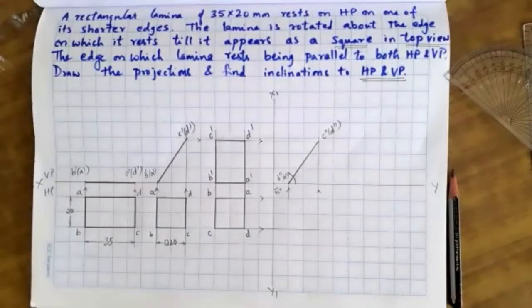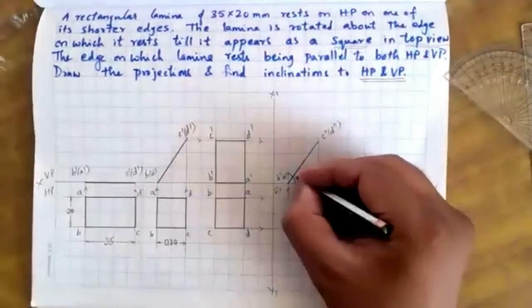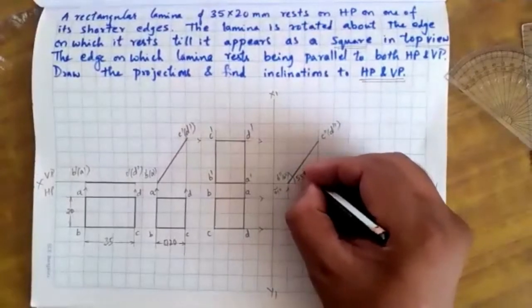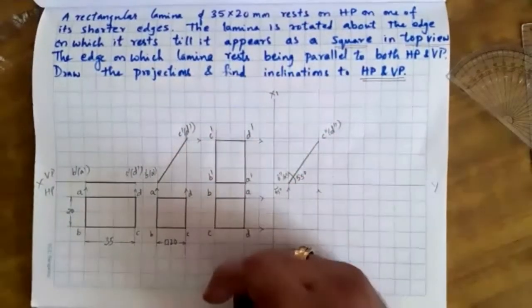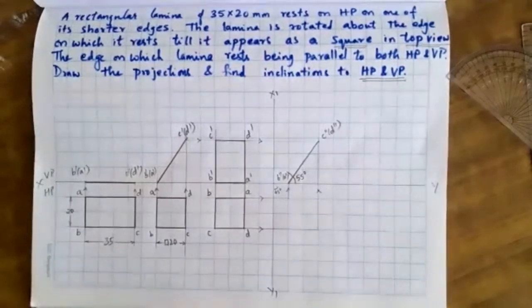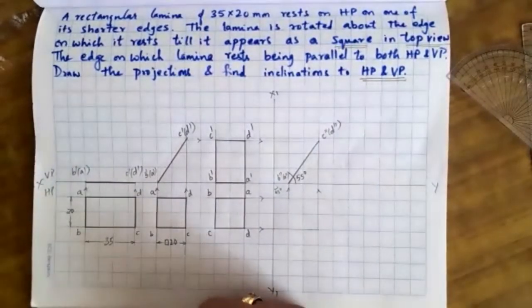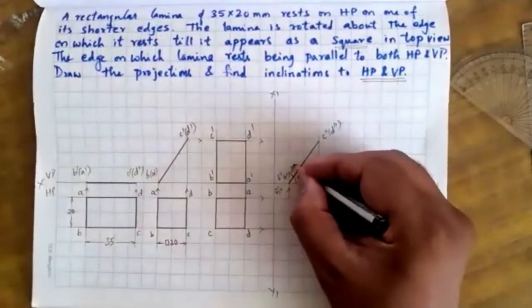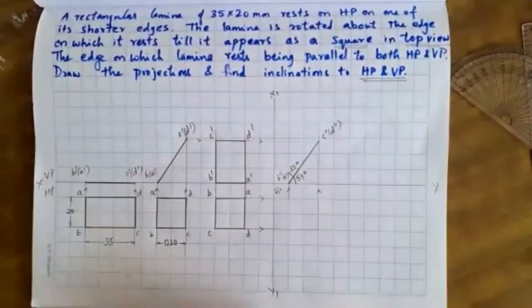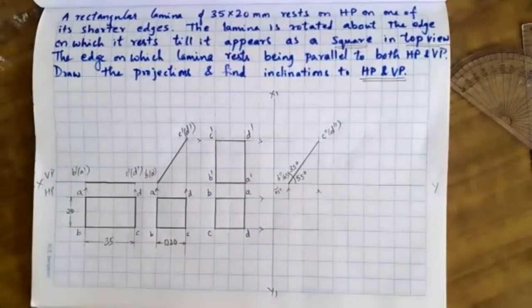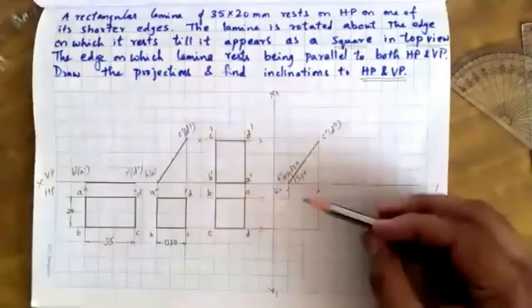Sir, inclination with HP is 55 degrees. 55 degrees, yes. From VP, 35 degrees, sir. It's obvious. 35 and 55, yes, it is obvious. The total angle must be 90 degrees. Very, very simple. Inclination with HP is 55 degrees and inclination with VP is 35 degrees.